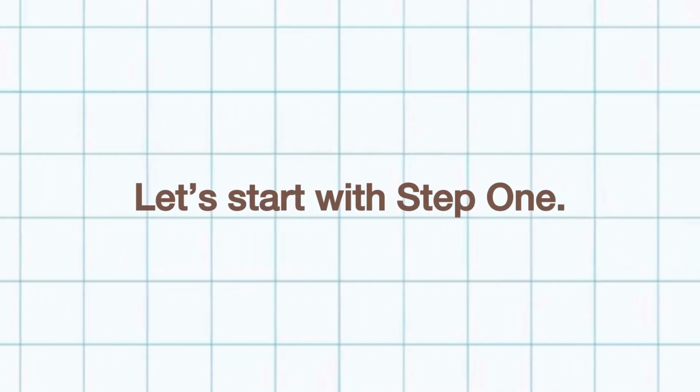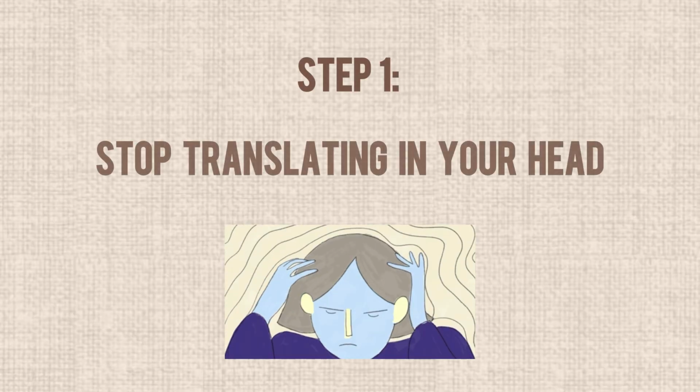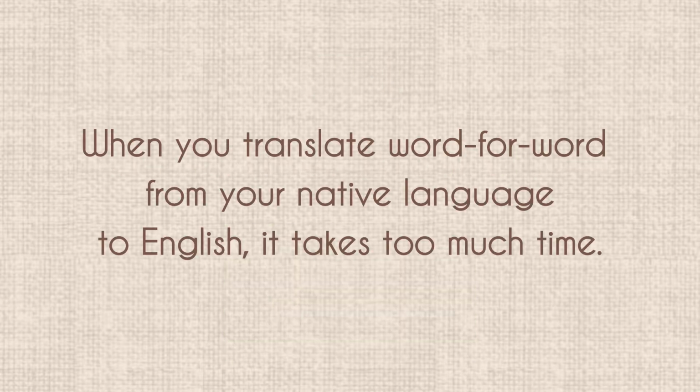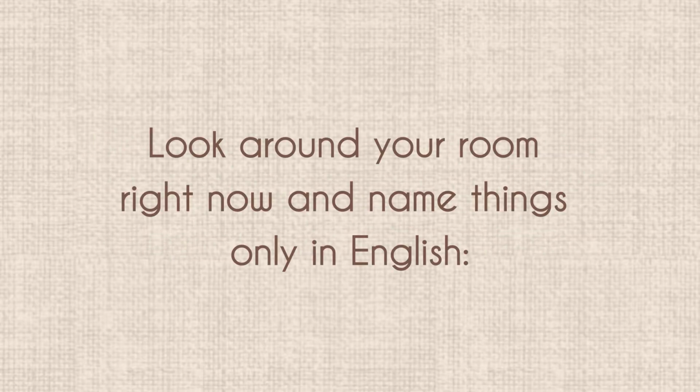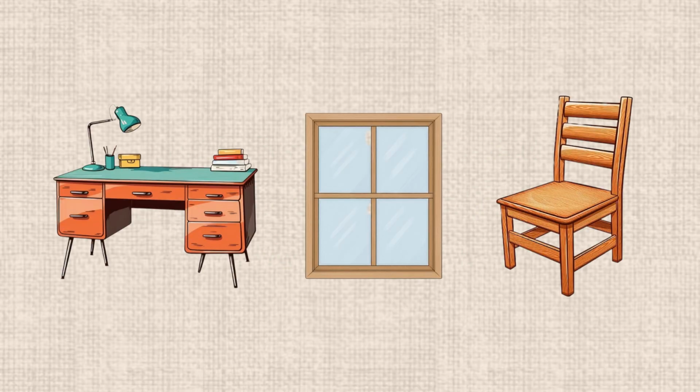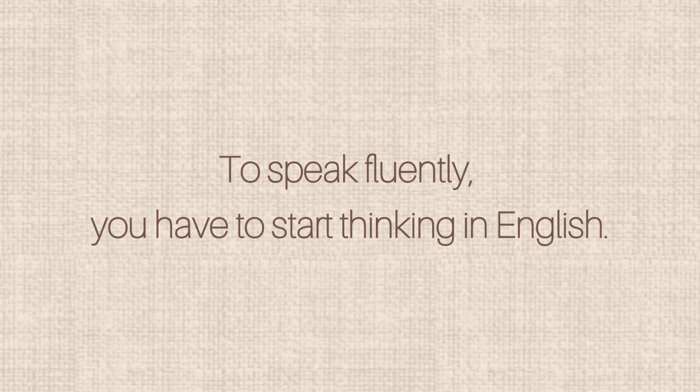Let's start with Step 1. Step 1. Stop translating in your head. When you translate word for word from your native language to English, it takes too much time. You need to connect the English word directly to the object. Look around your room right now and name things only in English. Desk, window, chair. Clear and simple. To speak fluently, you have to start thinking in English.